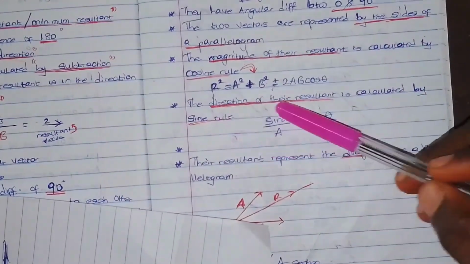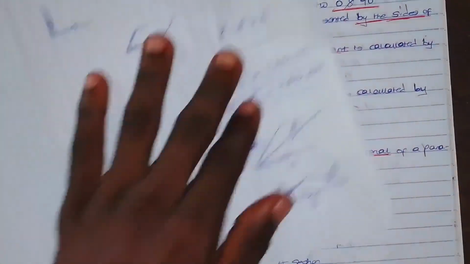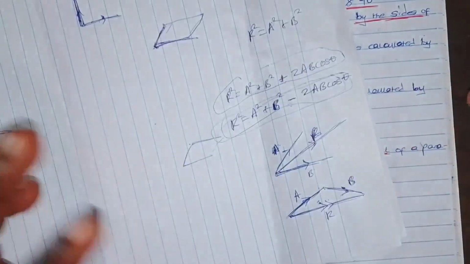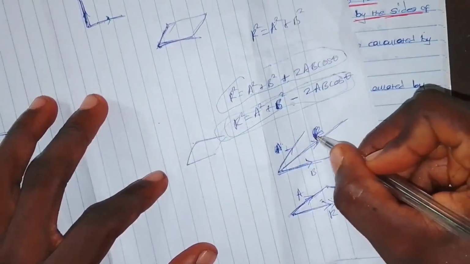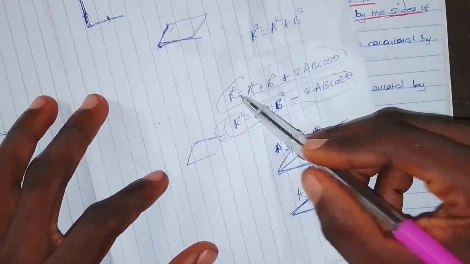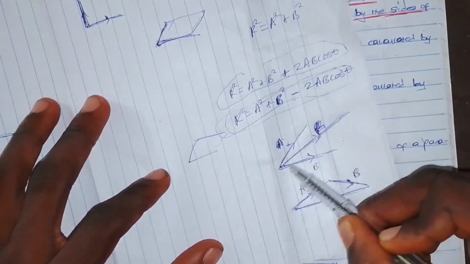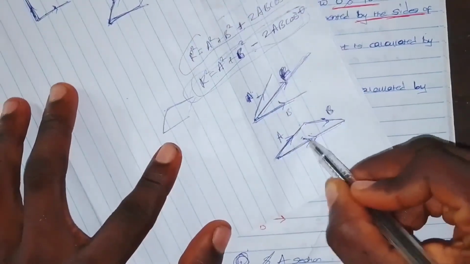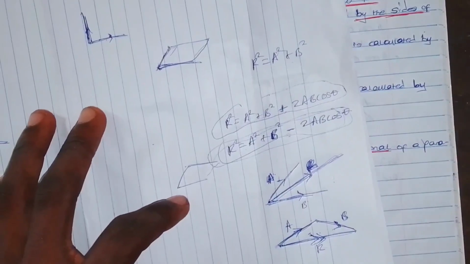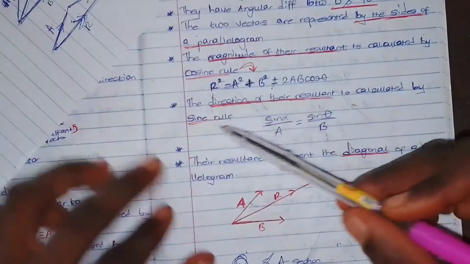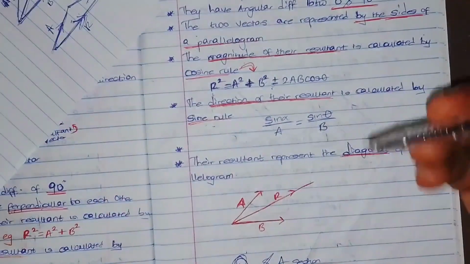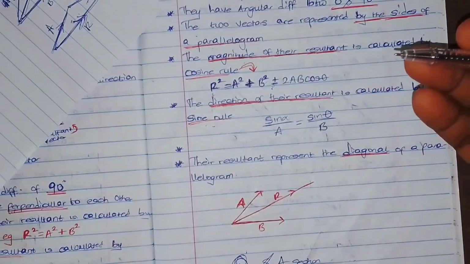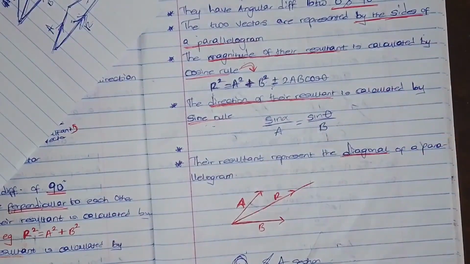The direction of their resultant. Now, the magnitude, remember, a vector has to do with magnitude and direction. Now we have to calculate the magnitude of the resultant. Make use of the cosine rule. Now, how about the direction of the resultant? What can we use? We use what we call the sine rule. The direction of their resultant is calculated by the sine rule. Now, in some questions, they can ask you to calculate the magnitude only. In others, they can ask you to calculate the magnitude as well as the direction.